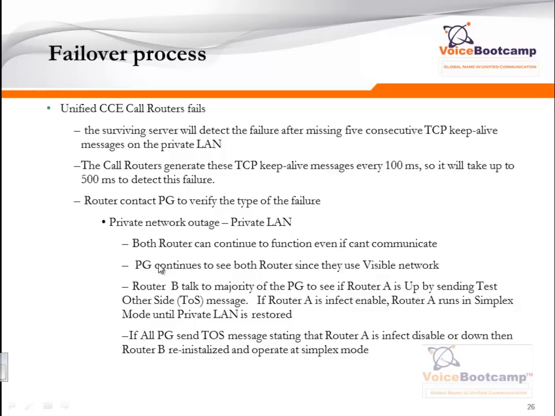Router B will talk to the majority of the PGs to see if router A is up. The way it does so, router B will send something called a test other side, or TOS, message. If router A is in fact enabled, router A is going to run in simplex mode until the private local area network is restored. If all PGs send TOS messages stating that router A is in fact disabled or down, then router B will reinitialize, operate in simplex mode and start taking over the calls.